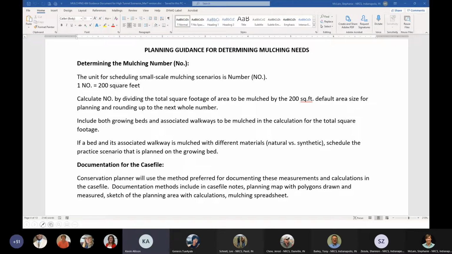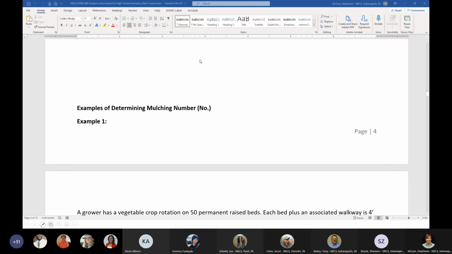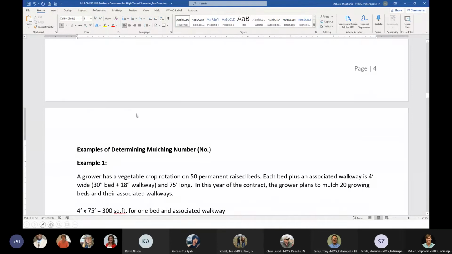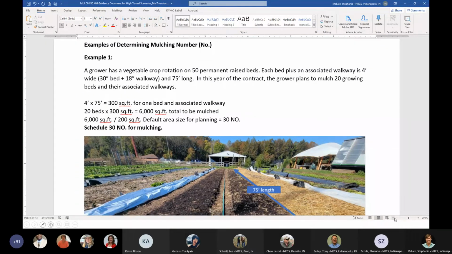For documentation for the case file, the examples that I'm going to be showing are decent examples of what you might be able to put in the case file. So the examples are just ways of developing that mulching number with the grower. So I think, Stephanie, with that, maybe we can just slide right into the examples. There you go.